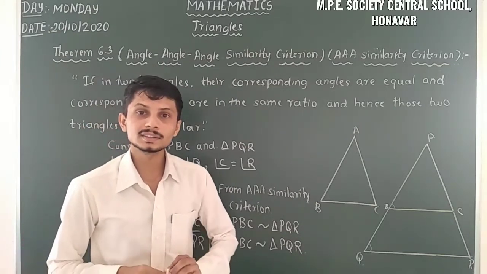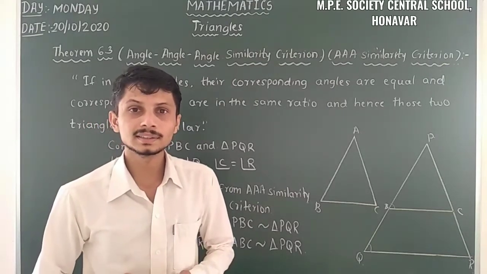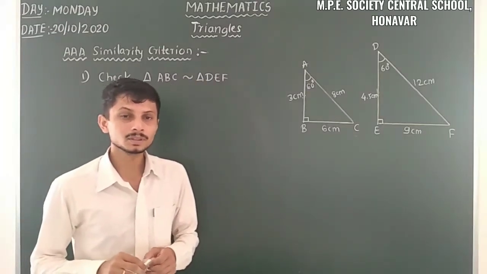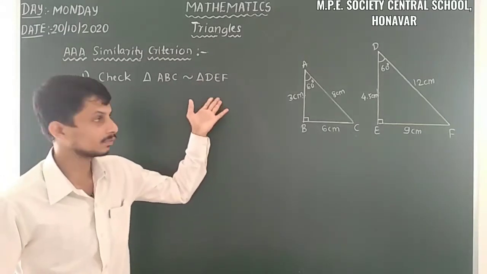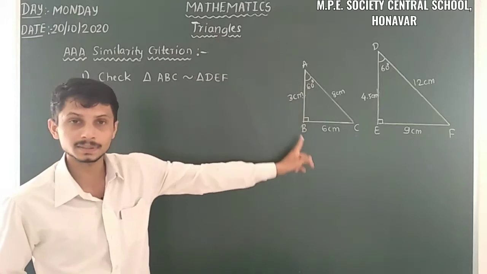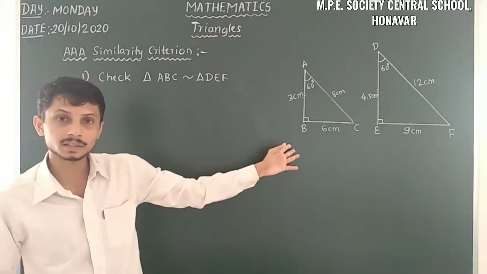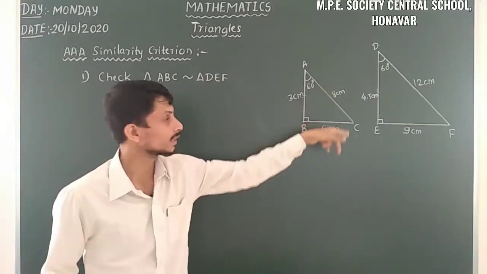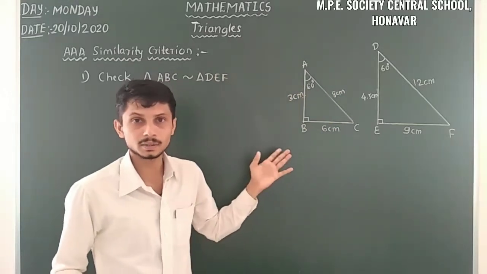So let us take some problems based on the AAA similarity criterion. Yes, let us take the first problem. Here we have to check whether triangle ABC is similar to triangle DEF. Two triangles are given, triangle ABC and triangle DEF. The measurements of some sides are given here, all the sides are given here, and then the measurements of some angles are given.